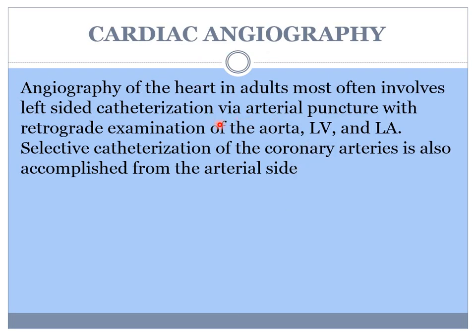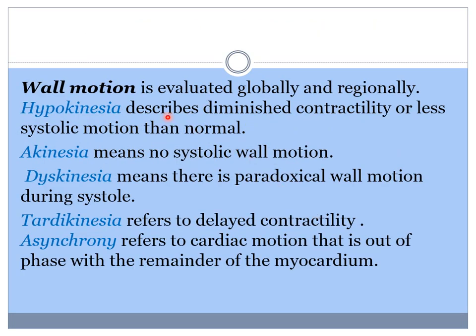Cardiac angiography. Angiography of the heart in adults most often involves left side catheterization via arterial puncture with retrograde examination of aorta, left ventricle and left atrium. Selective catheterization of coronary arteries is also accomplished from arterial side. Wall motion is evaluated globally and regionally.